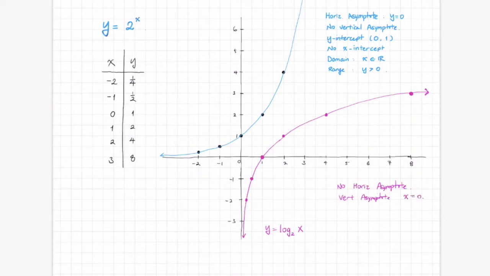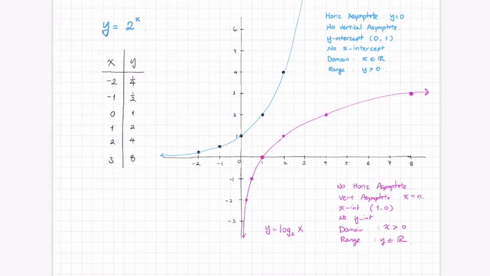Right? There's no y-intercept, but the x-intercept is (1, 0). Right? No y-intercept. And the domain is that x is greater than 0. Range, any real numbers. So you notice the blue curve and the pink curve, they're exact opposite of it in a way that x values and y values have changed.